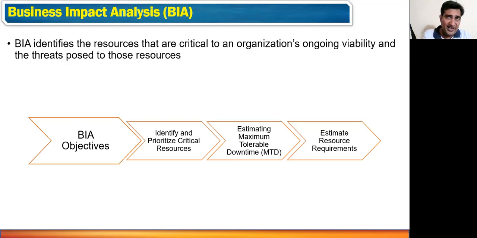If a company has a very low RPO requirement, then their backup will be much more frequent, right? So they don't lose anything. Okay, so based on this analysis, we will calculate MTD, we will calculate RPO, and the third thing is the RTO, recovery time objective. Recovery time objective is the total time required for a particular asset to be restored. Okay, so these three values we will derive out of this analysis.